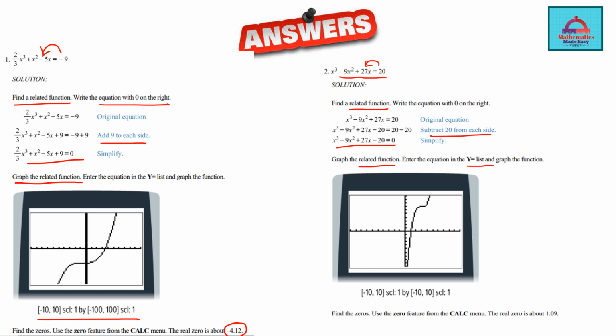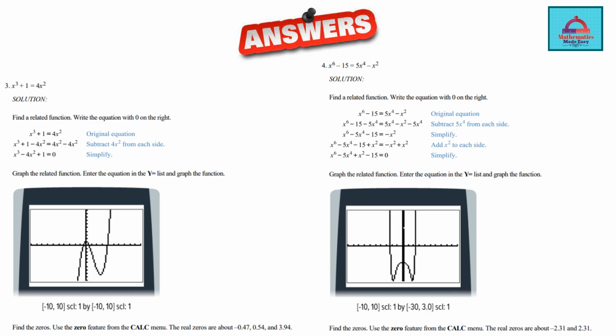You use these instructions on your calculator to find the zeros, using the zero feature from the calc menu. The real zero is about 1.09. This point where it touches the x-axis is the zero. So here and here I've drawn a red dot for you.